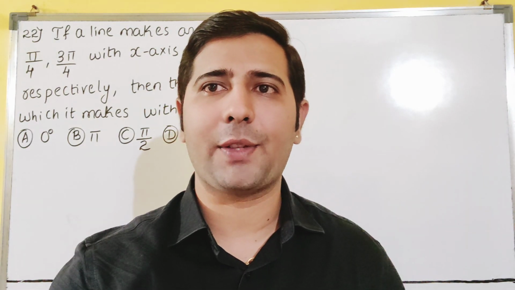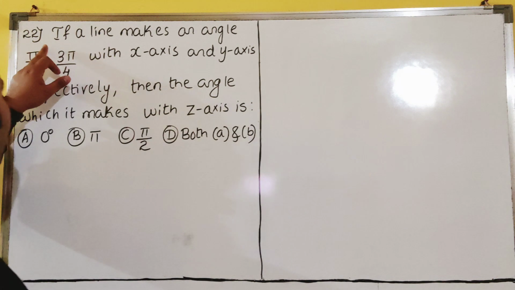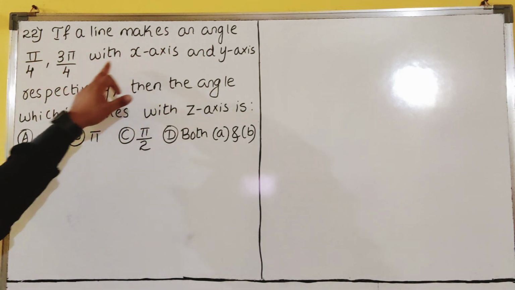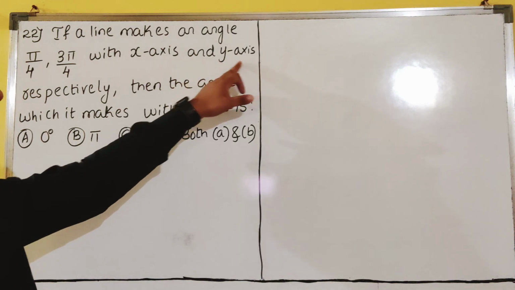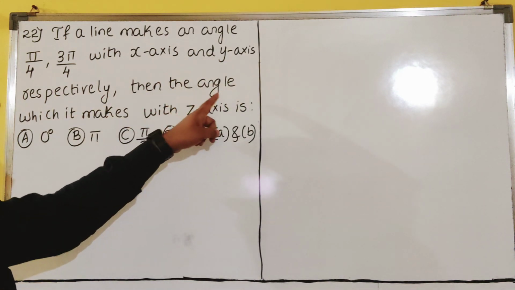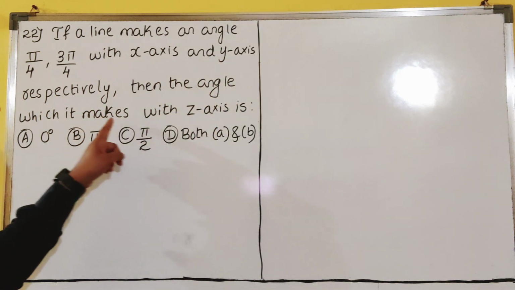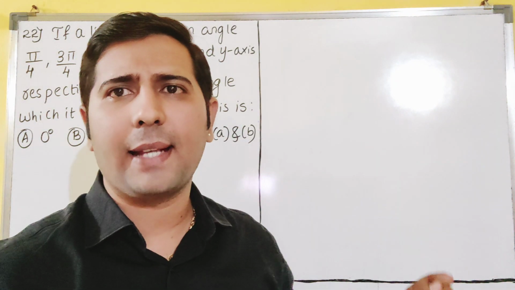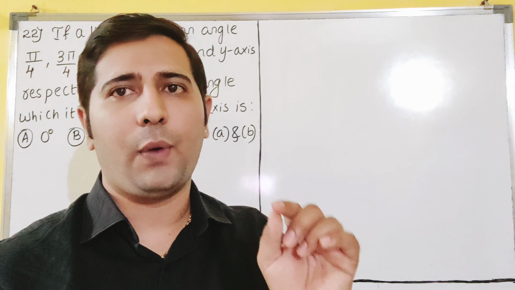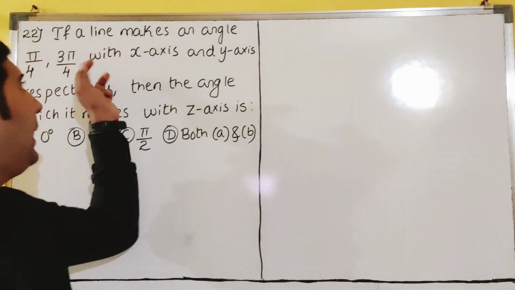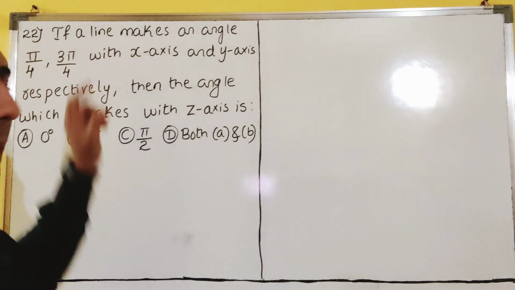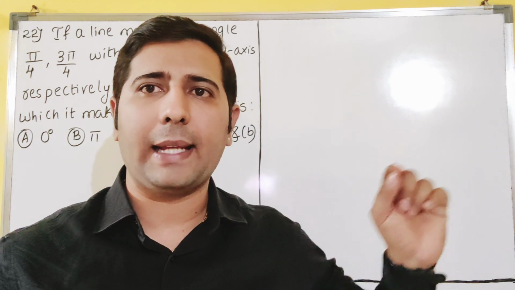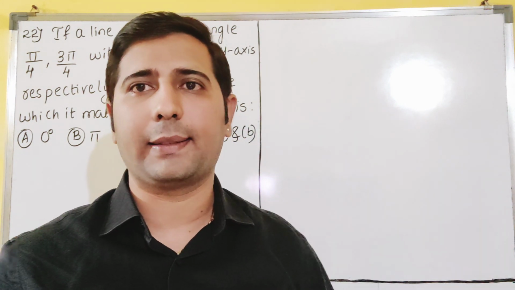Let us see the next question, dear students. Question number 22. If a line makes an angle pi by 4, 3 pi by 4 with x-axis and y-axis respectively, then the angle which it makes with z-axis is how much? So they are given, dear students, x-axis angle how much? 45 degrees. Pi by 4 means 45. Y-axis they are given 3 pi by 4.